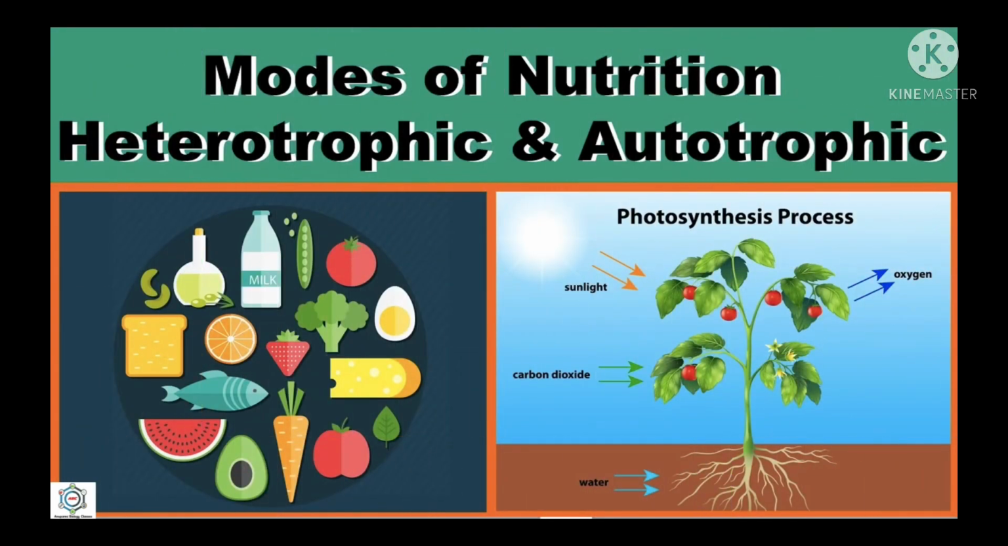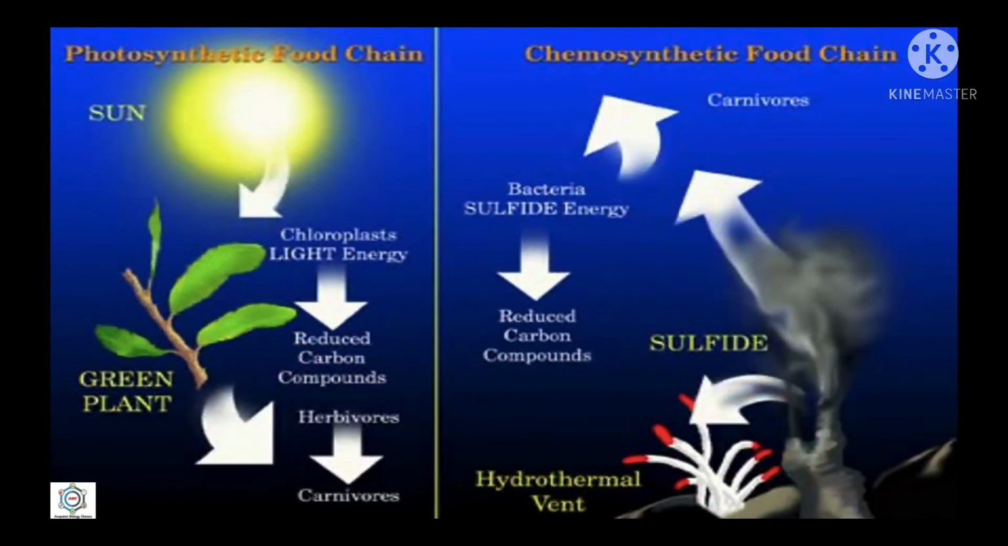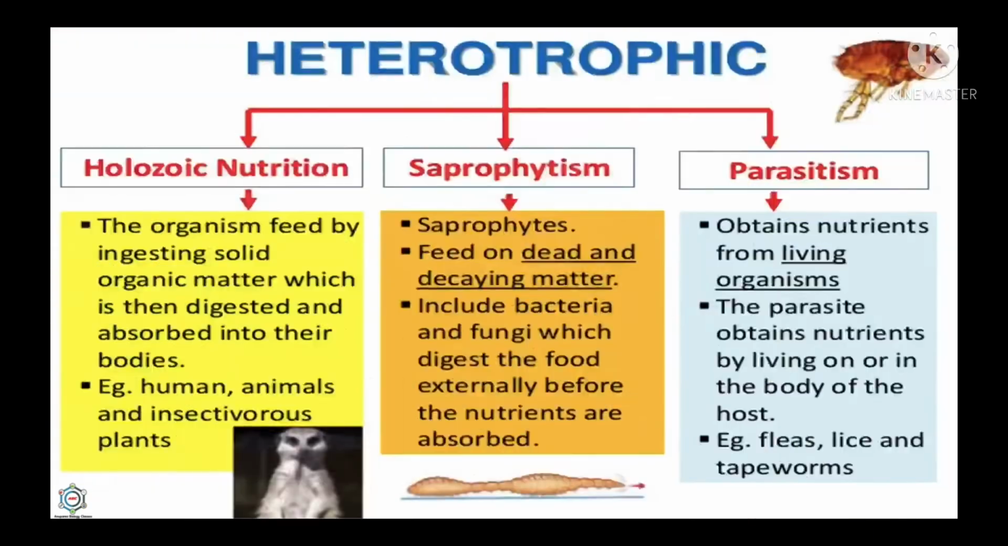Now, in case of mode of nutrition, Whittaker classified organisms on the basis of autotrophic and heterotrophic modes of nutrition. And then after this, autotrophic organisms are further divided into chemosynthetic and photosynthetic. Now, the heterotrophic organisms are divided into mainly two categories, but you can see here three, which are ingestive or holozoic and absorptive or saprophytic organisms. And the last one, that is parasitism.